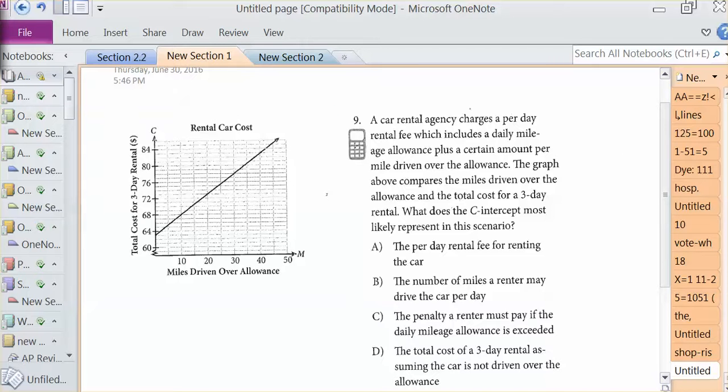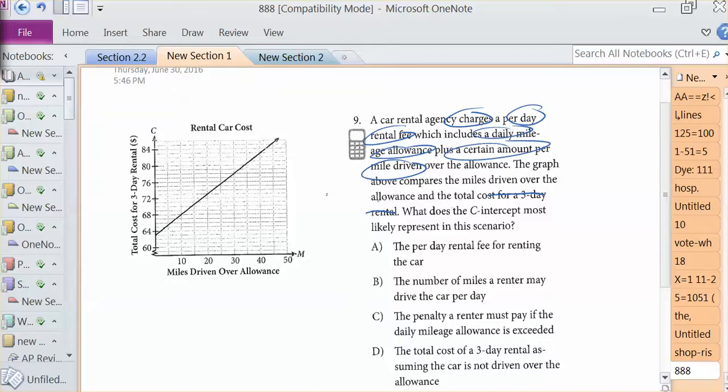So what's the rental car agency charging us for? A per-day rental fee plus a certain amount per mile driven over the allowance. And the per-day rental fee includes a daily mileage allowance. Okay. And here they give us the total cost for a 3-day rental. That's actually going to be useless information, and I'll explain why in a little bit.